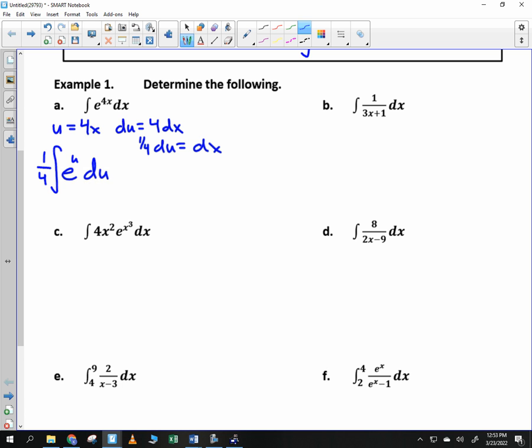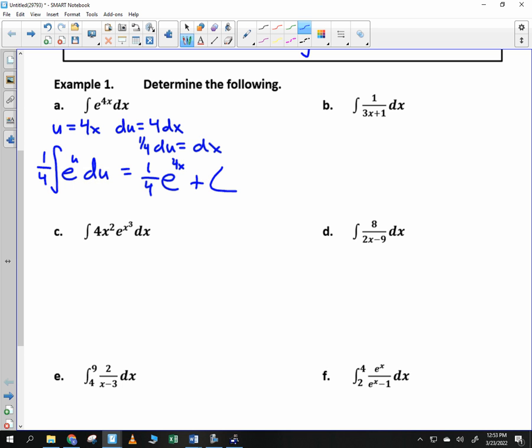Miss Morgan, remember yesterday? We talked about what that integral thing means, didn't we? What does that integral sign mean? Antiderivative. And what is the antiderivative of e to the u? So I get 1/4 e to the 4x plus a constant. I'm asking that you be able to determine that on your next test. You okay with that? Good.